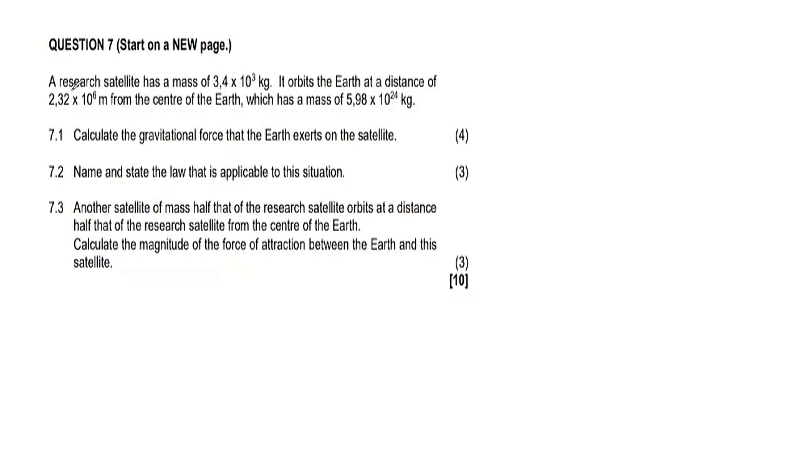Okay, so question 7 says a research satellite has a mass of 3.4 times 10 to the exponent of 3 kg. It orbits the Earth at a distance of 2.32 times 10 to the exponent of 6 meters from the center of the Earth. Now we can see the confirmation of the distance that we are supposed to use is there because it's from the center of the Earth, right? So remember, the distance that we are considering is from the center of the Earth, which has a mass of 5.98 times 10 to the exponent of 24 kg. So this is the mass of the Earth.